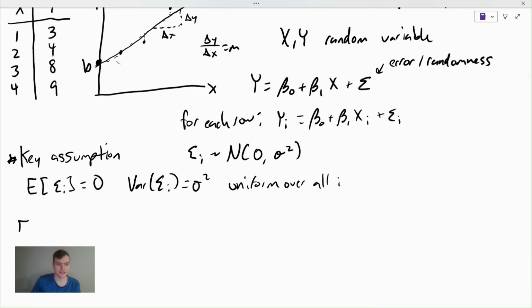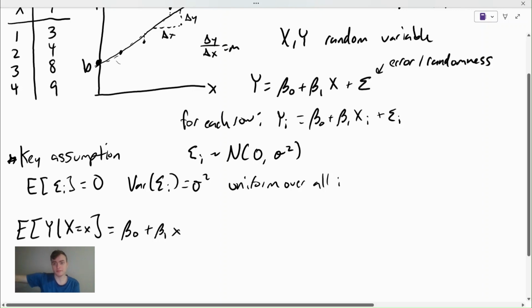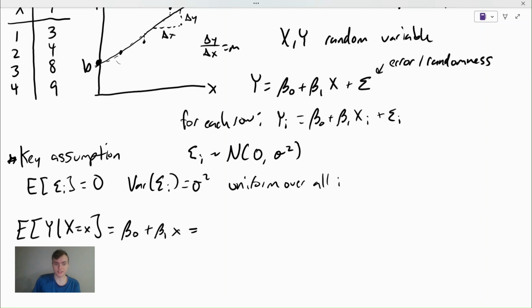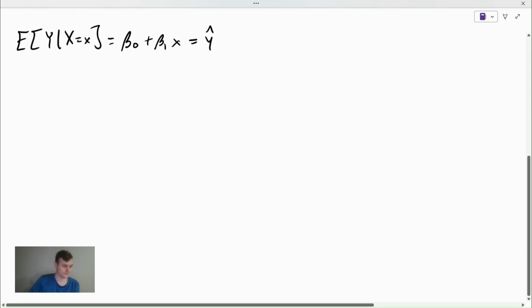And so putting these together, that means our expected value of y given x equals x. So if we choose an x value, what's our expected value of y? That's going to be beta 0 plus beta 1 x plus the expected value of epsilon i, which becomes 0, right? So we're predicting that the error, the random noise, is 0. And our prediction is just the output of the linear equation. And so we can call this y hat. So this is our prediction. For a given x value, we can get the predicted y hat.